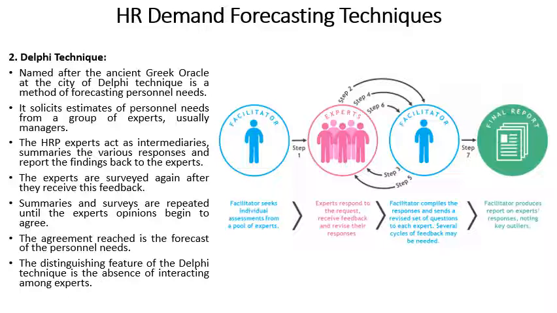The next technique is the Delphi technique. It's a very popular technique. It is also one kind of judgment based technique, but here the human resource department will take the help of different experts, who can be from outside or inside of the organization. What happens in this technique you can clearly see in this diagram.